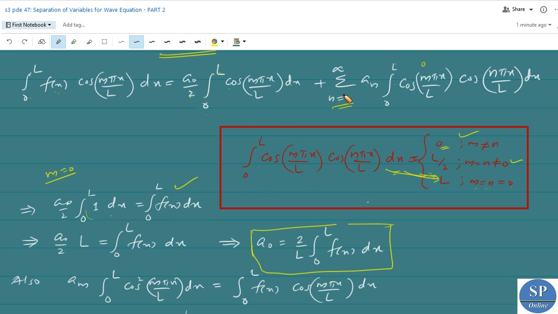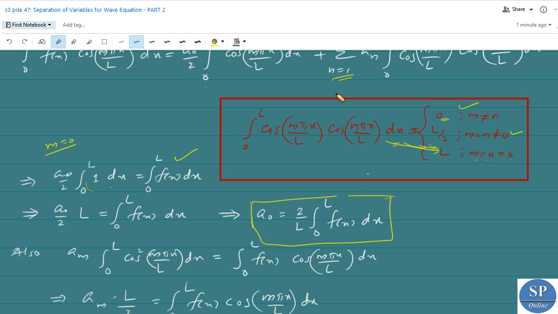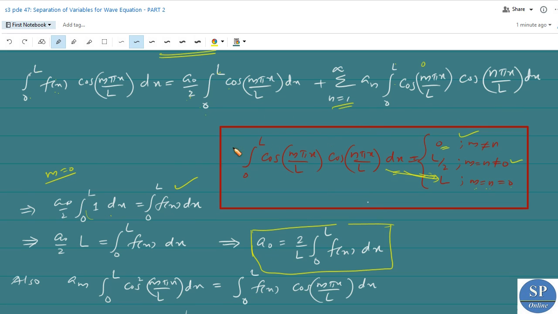Okay, now to obtain an, from this we can write, if here the variation of n is 1 to infinity, this integral is non-zero only when m is equal to n, right? So that means n is equal to m. So in that case we will get a m into integral 0 to L cos m pi x by L cos m pi x by L, that is cos square m pi x by L dx, is equal to integral 0 to L f of x into cos m pi x by L dx.